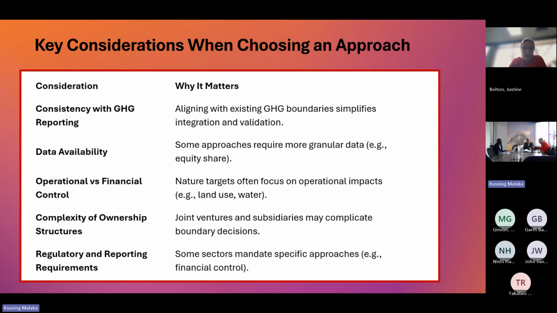Regulatory and reporting requirements. Some sectors actually mandate specific approaches. I'm not sure exactly which they would be, but if that is applicable to your sector, then obviously that's the one you would need to use. But I think the main consideration, as already mentioned, is consistency with your greenhouse gas reporting, which allows integration, alignment, consistency, clarity, and harmonization across all of your financial and natural capital accounting activities.